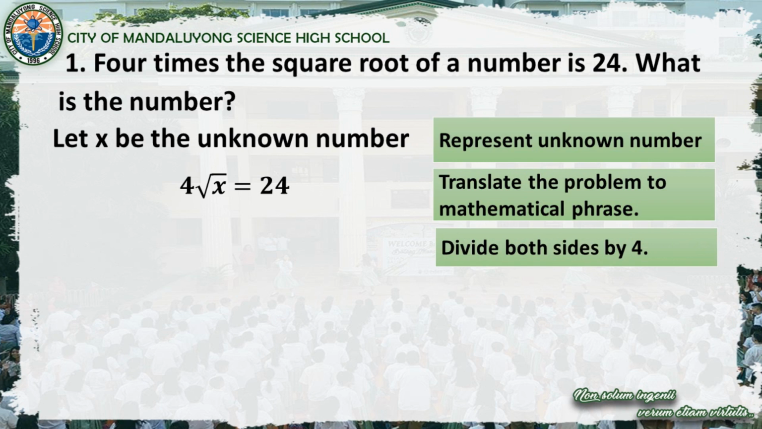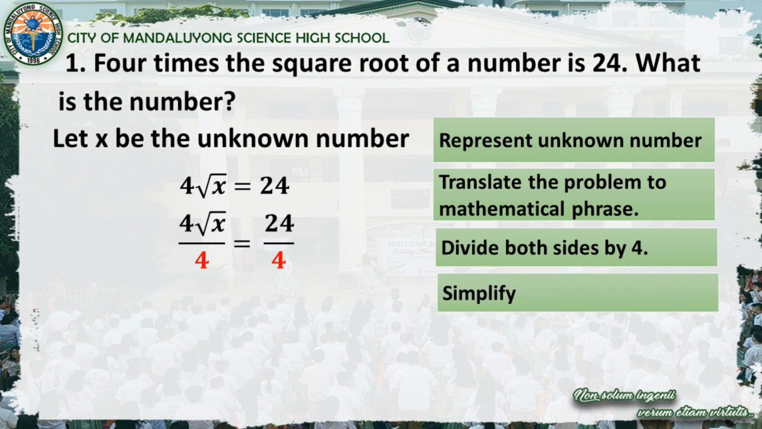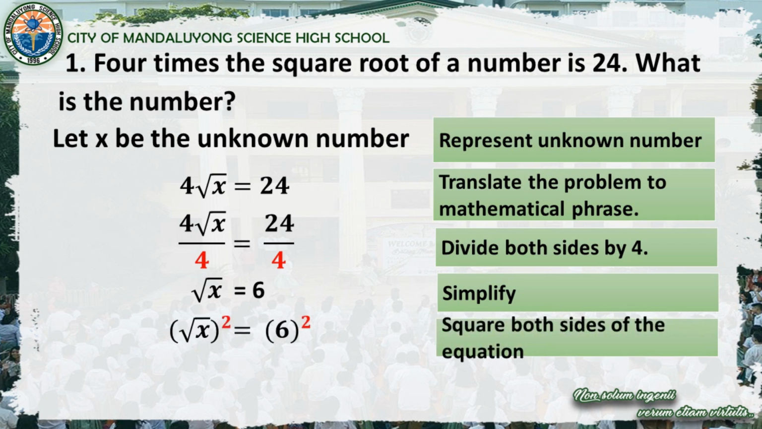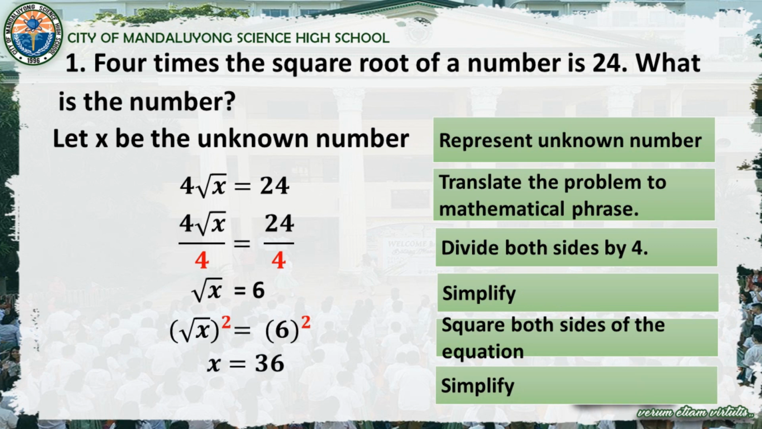To simplify this one, just simply divide both sides of the equation by 4. And so we have square root and simplify. So we have square root of x is equal to 6. And to remove the radical sign here, square both sides. And so our answer is x is equal to 36 rather. And so let's verify if this x here, which is 36, really satisfies our problem.